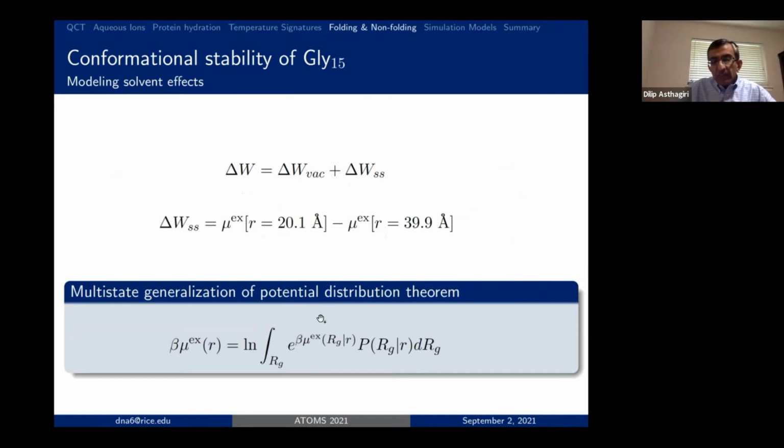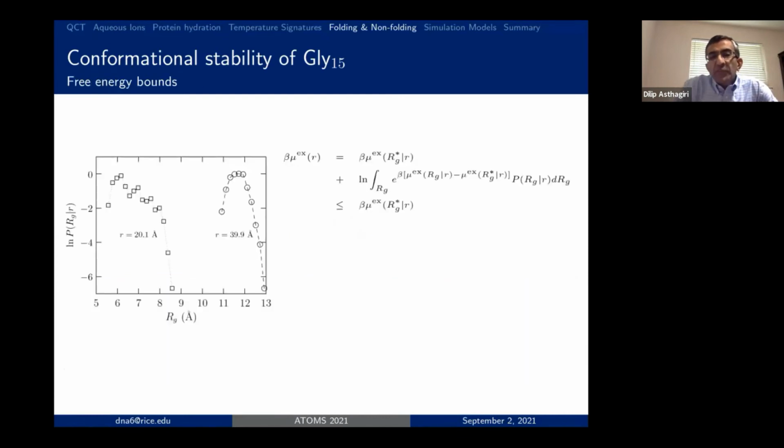And now we go back to our quasi-chemical framework and ask the question: for a given end-to-end distance of the polymer chain, how am I going to get the free energy of this sample? If I have one order parameter as the end-to-end distance, I can take the other order parameter as anything else, and it proves useful to take the radius of gyration as the other order parameter. And we can get the free energy of this object as a multi-state generalization of the potential distribution theorem. And we are going to make an approximation here.